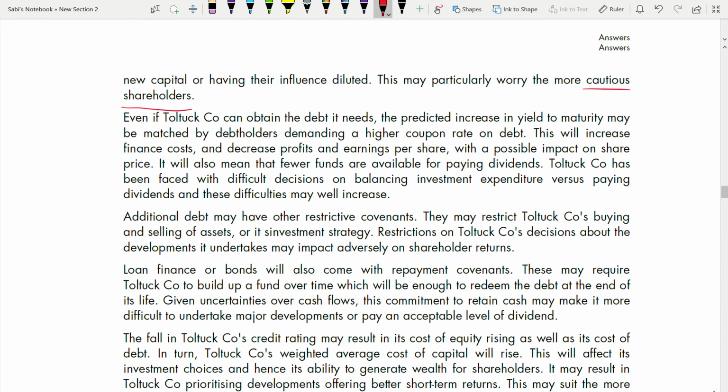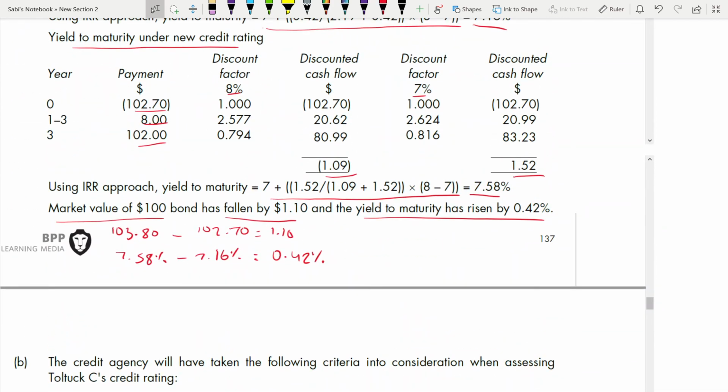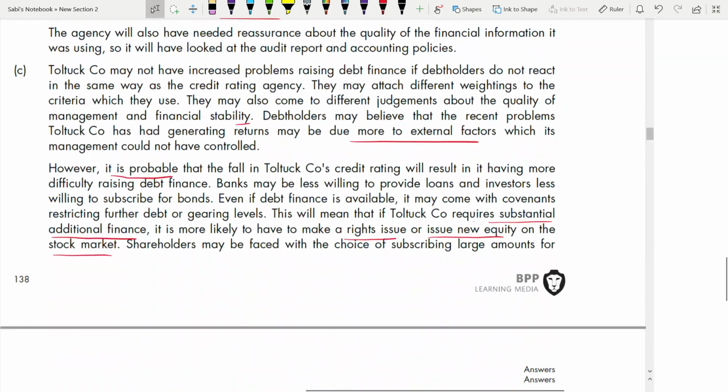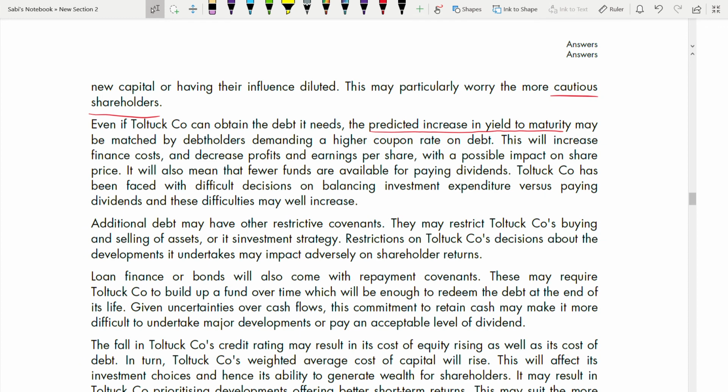Now, even if Tolta can obtain the debt it needs, the predicted increase in yield to maturity may be matched by debt holders demanding a higher coupon rate on debt. You can even give figures also. We have just calculated, I think, from 7.16 to 7.58. Let us go and check. Yeah, 7.16 to 7.58. It increased. Yield to maturity may be matched by debt holders demanding a higher coupon rate on debt.